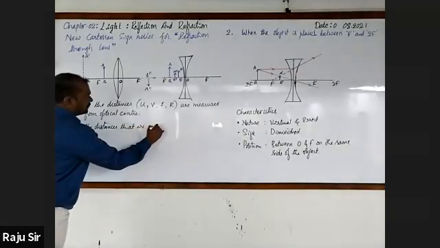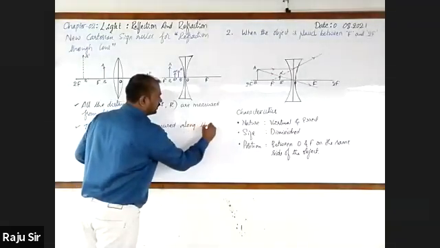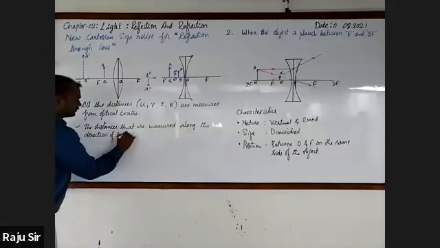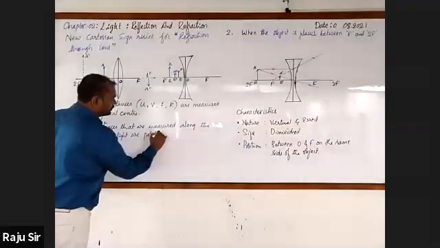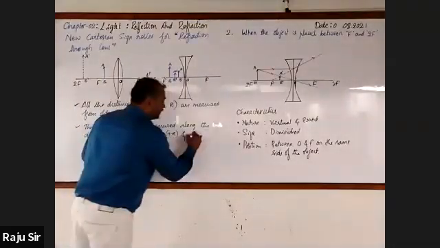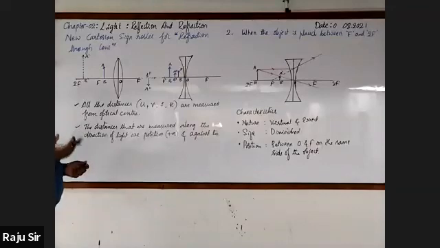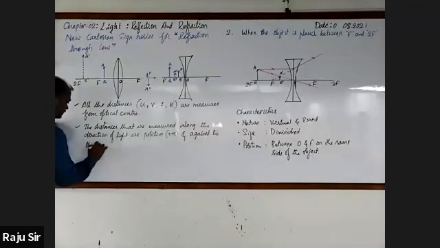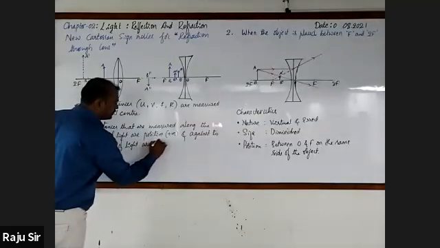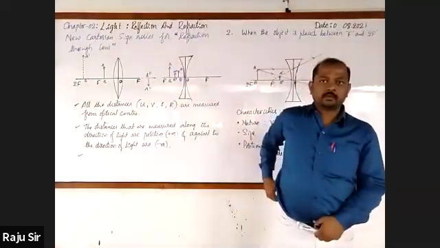The distances that are measured along the direction of light are positive, and against the direction of light, opposite to the direction of light, are negative. Sir, say that point once again, sir.